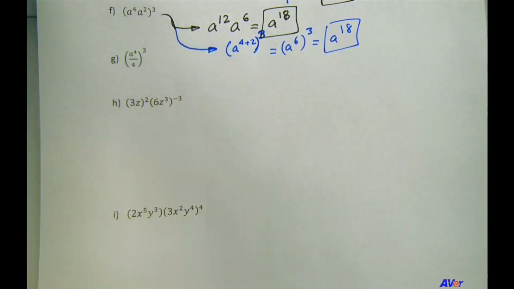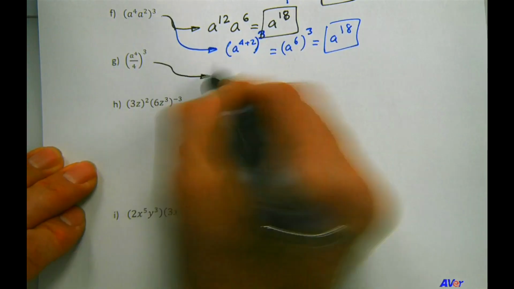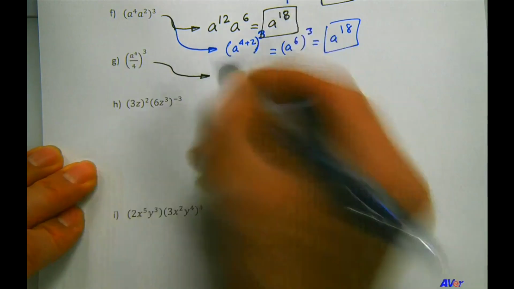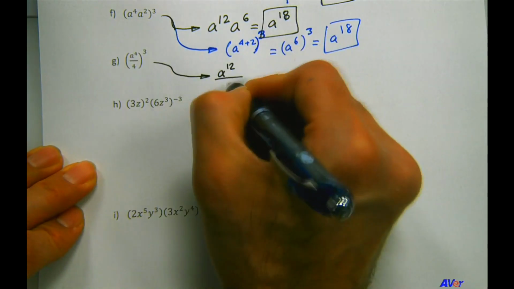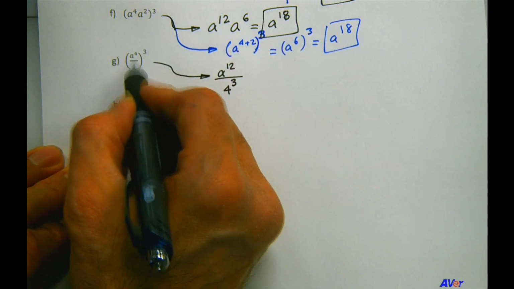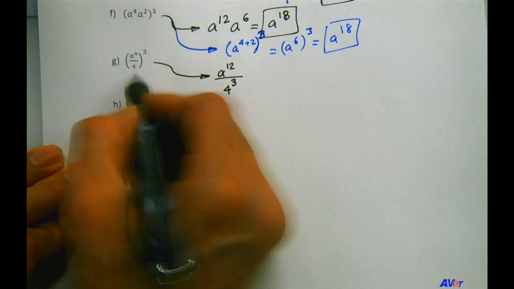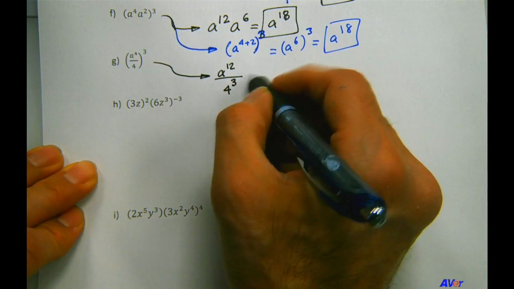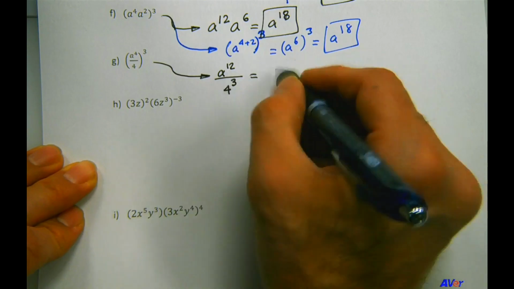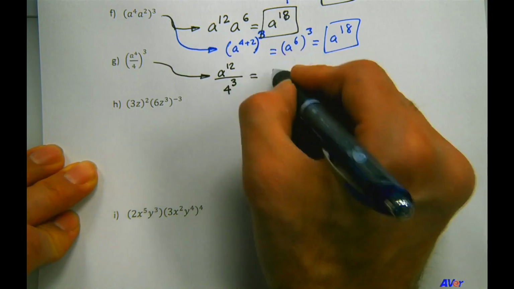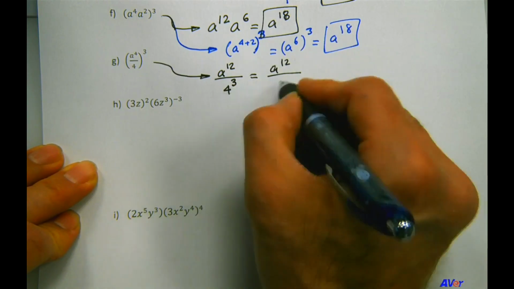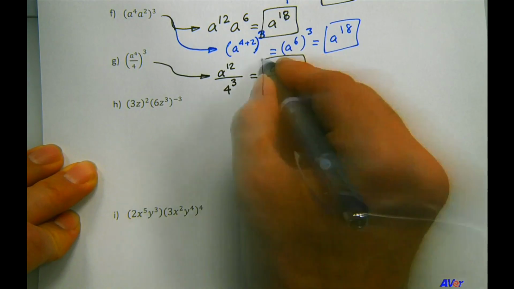Okay, now here, the power on the outside can distribute itself to these two terms because they're being divided. So we have a to the 12th power over 4 cubed, because right now the power of 4 is 1, and 3 times 1 is 3. So let's simplify this a little bit because these numbers are not terribly big. So a to the 12th power divided by 64. Like that.